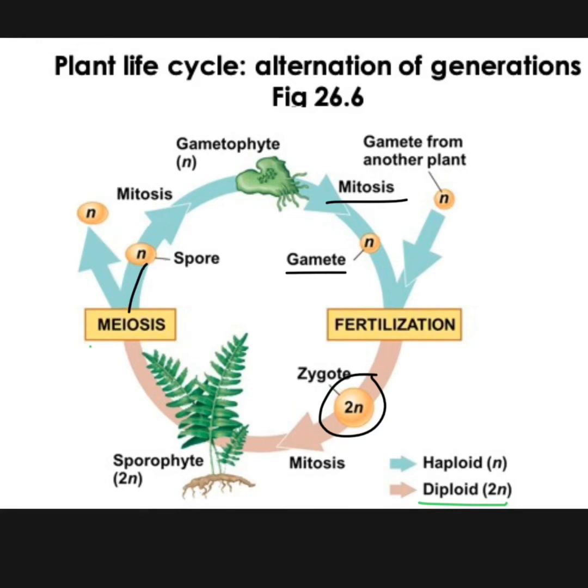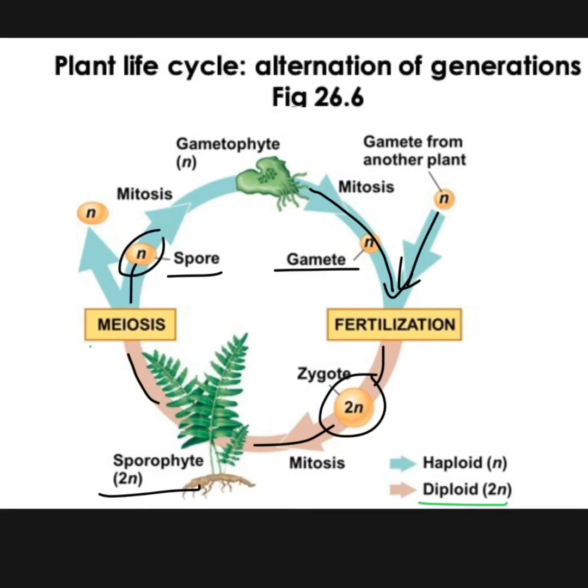So essentially, this alternation is between those haploid gametes and the diploid spores, where the gamete propagated by mitosis will fertilize with another gamete to form the diploid zygote, and then that propagated by mitosis will form into the diploid sporophyte. Then through meiosis, those spores produced by the sporophyte will become haploids again. Mitosis will develop them into gametophytes, which will start the process over again.